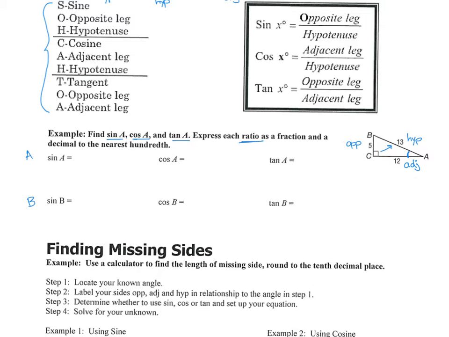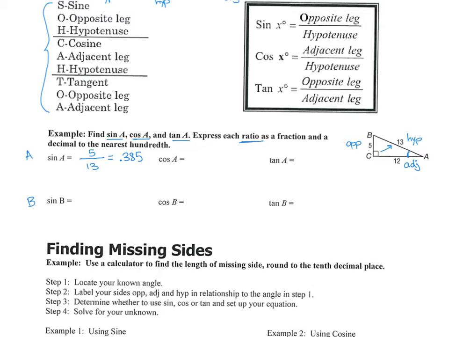So sine is opposite over hypotenuse. Let's go find my opposite side of A. That's the 5. I'm going to write the 5. And my hypotenuse is the 13. So sine is opposite over hypotenuse, or in this case, 5 over 13. On your calculator, divide 5 by 13, and you'll find that's equal to 0.385.